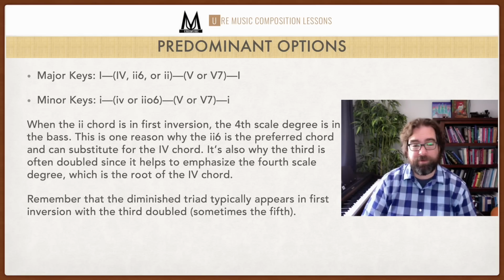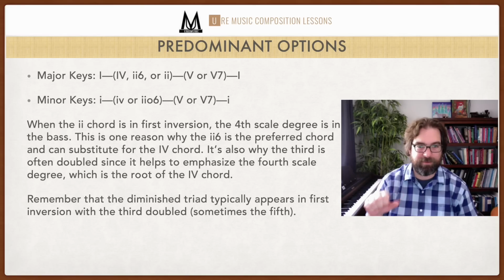So let's talk about our predominant options. These are the most common ones. So in major keys, you're going to have 1 for the tonic area, and then for the predominant, I've listed those in parentheses. You've got a 4, a 2/6, or a 2. And they're probably in order from strongest to weakest. That 2 chord, even though it's in root position, it isn't a strong predominant because it's not trying to mimic the 4 chord so much.